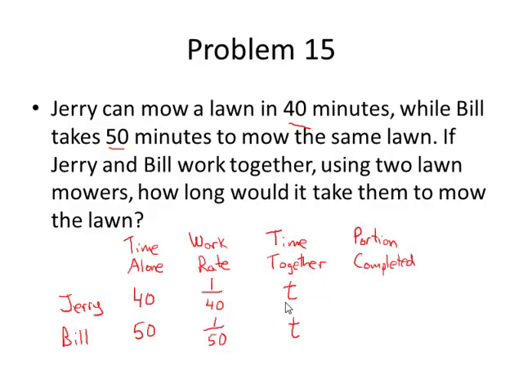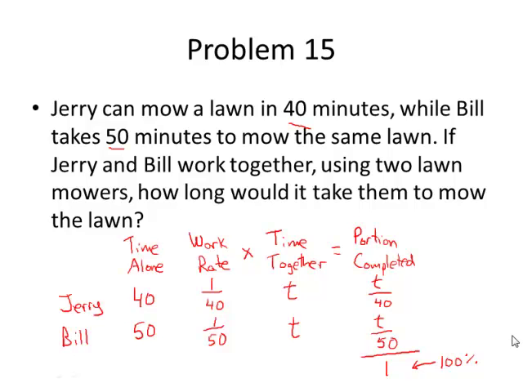To come up with the portion completed, we multiply the rate times the time. So 1/40th times t is t over 40. For Bill, 1/50th times t is t over 50. And I know that those two expressions have to add up to equal 1, which, remember, is the equivalent of 100%, or one complete lawn that's been mowed.